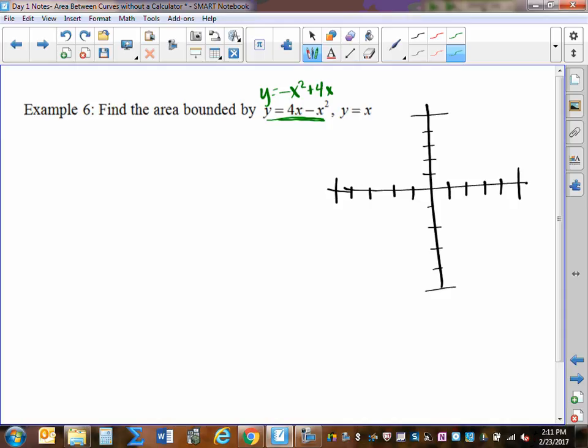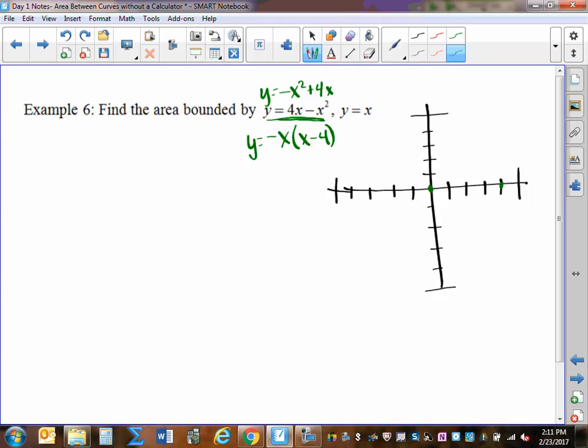What would be my x-intercepts for this? If I factor this out, so I have negative x times x. This would be another way to write it if I factored it out. What would be my x-intercepts there? That gives you a pretty good idea. It's going to then be upside down through here.